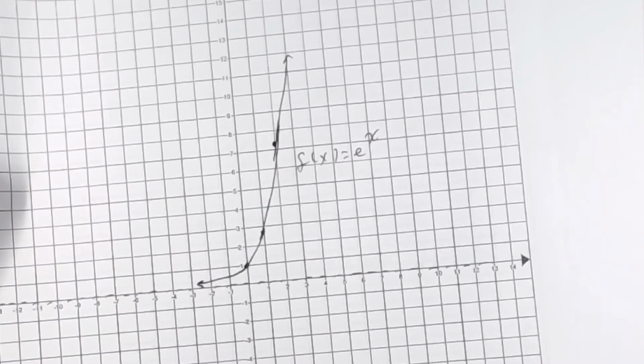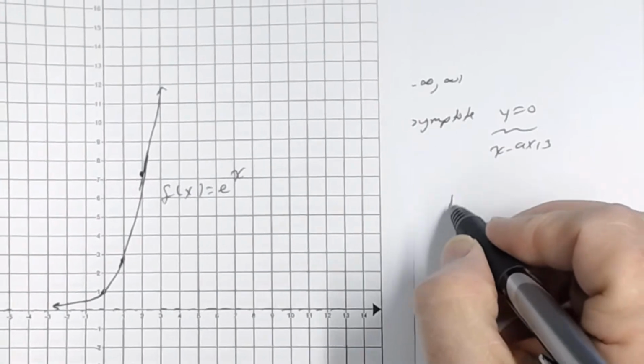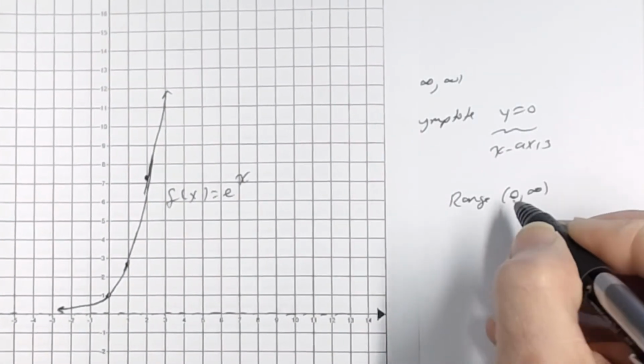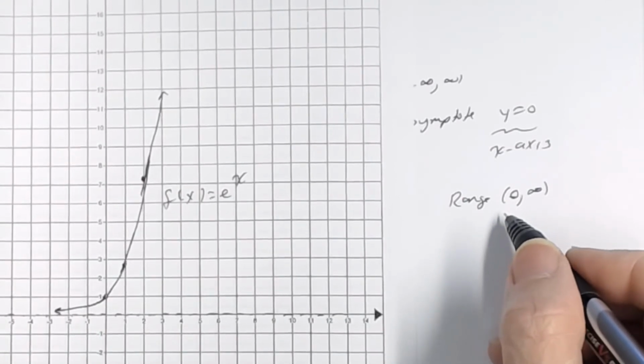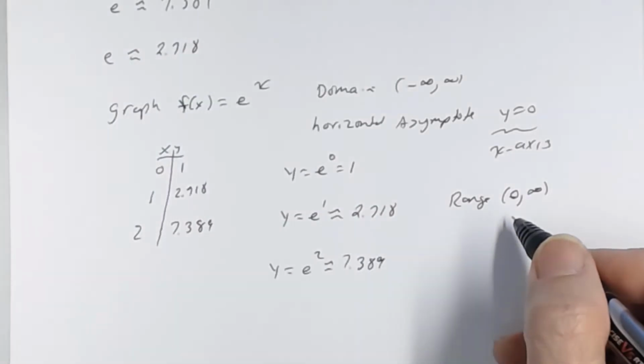What's the range just from the graph? 0 to infinity. Bracket 0 or parentheses 0? Parentheses 0. Okay? All right. Any questions?